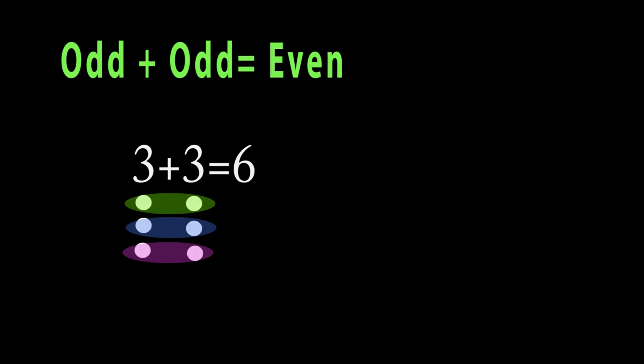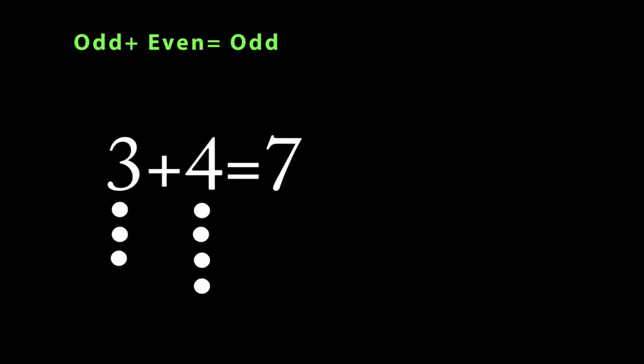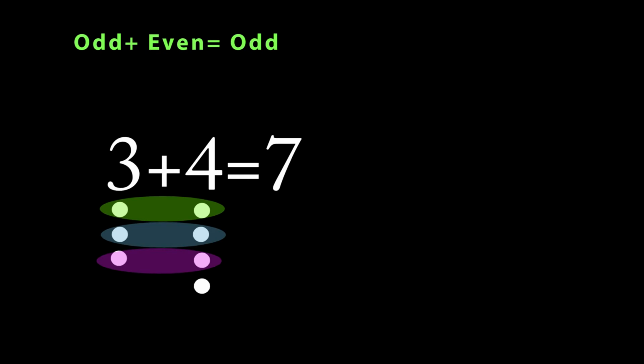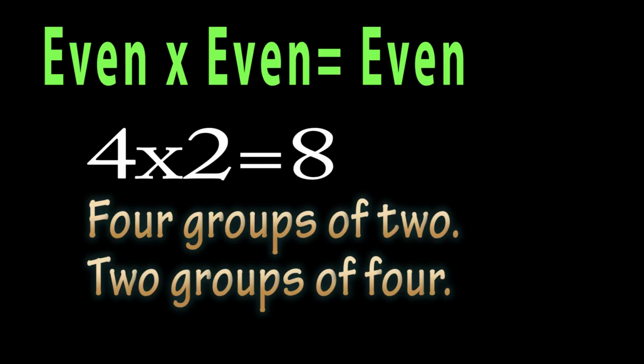So 6 is even. It's a different story if you add an even and an odd. In this case, your answer will always be odd, because you'll always have one number left over with no pair. Now how about if you multiply two even numbers? Well, your answer, your product, will be even, because all you're talking about then is groups of 2. Even times even is just more groups of 2.